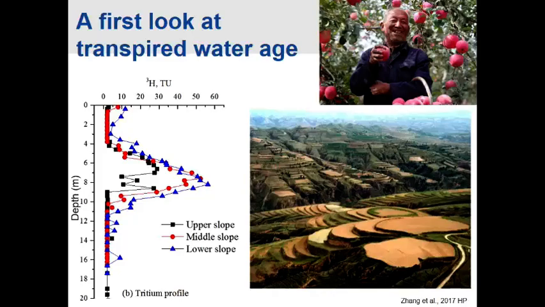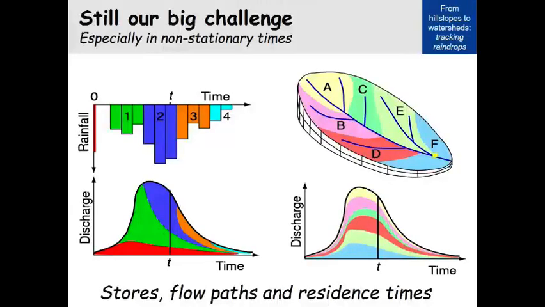So I'm not presenting you with any solutions today, but I'm hoping that you're getting a taste of maybe how process studies are still important to reveal maybe how systems are plumbed and where water goes when it rains, how hill slopes and landscapes are storing water. Because our prediction challenge still is this. And of course, it's made infinitely more difficult in non-stationary times.